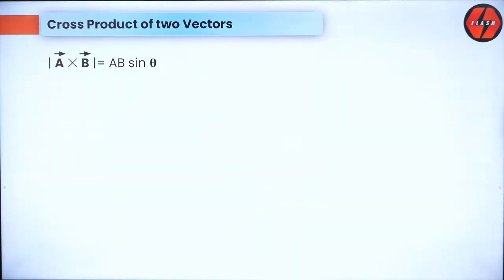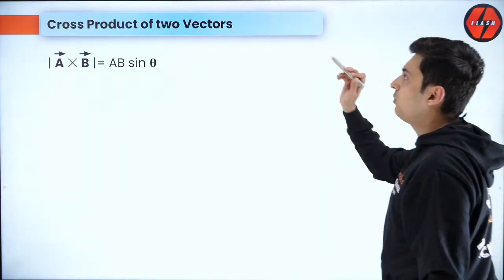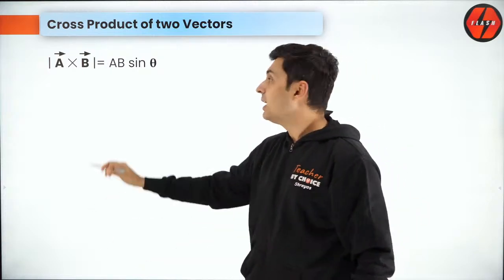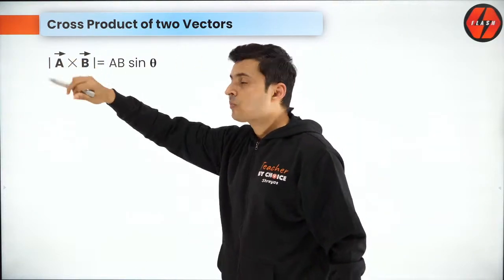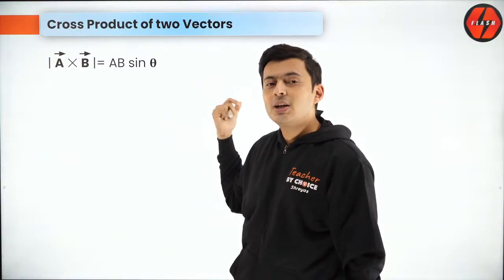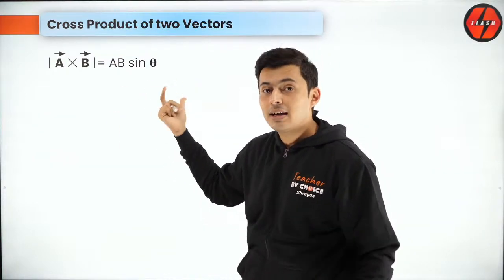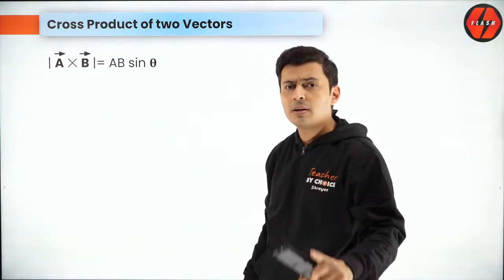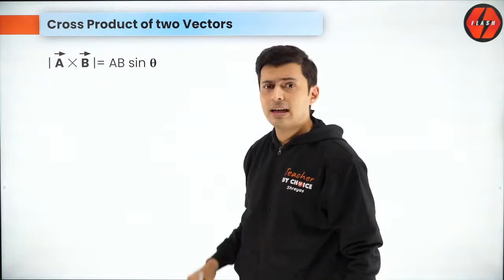All right. So the cross product of two vectors A and B, which make an angle theta between them, the magnitude is given by AB sine theta. Remember the dot product A dot B? A dot B was AB cos theta. So A cross B's magnitude is AB sine theta. What is theta? The angle between A and B. Now you will be like, sir, what is the direction of A cross B?